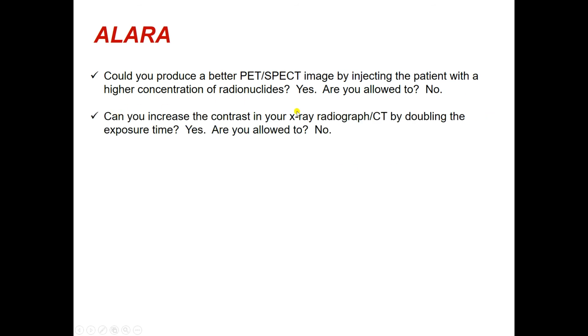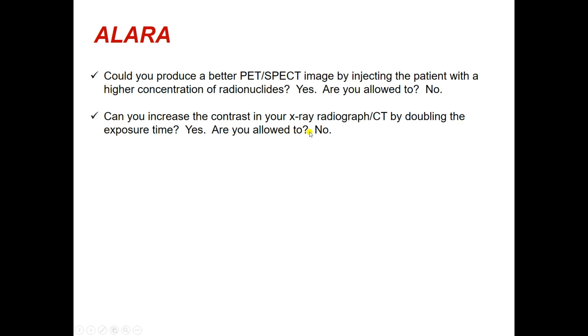Could you increase the contrast in an X-ray radiograph or a CT by doubling the exposure time? Just leave the patient in for twice as long. The answer is yes, absolutely. Your contrast will be better. All the tissues will stand out better from each other because the signal to noise will be much better. The signal will be better, the noise will go down because it's that quantum model that occurs.